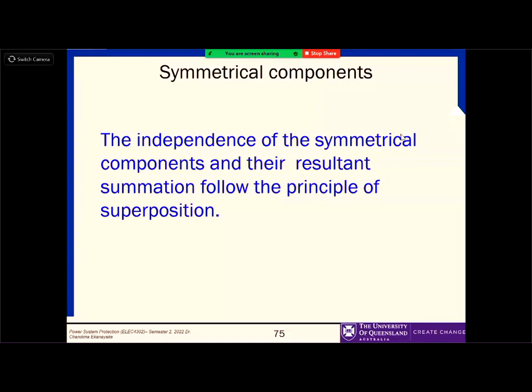So the same principle applies here. We look at the positive sequence network separately, the negative sequence network separately, and the zero sequence network separately, and then we add the responses together. That is what we are doing in fault calculations. In the next lecture, in the fault calculation slides, I will discuss those things.